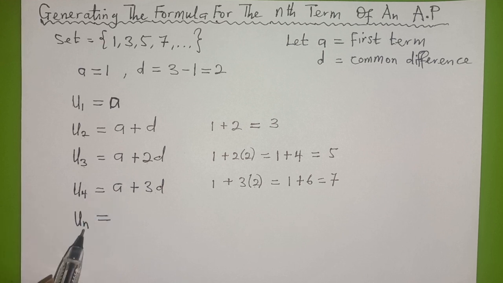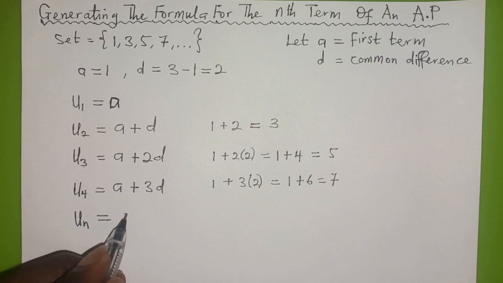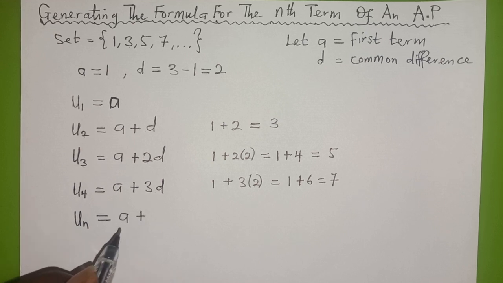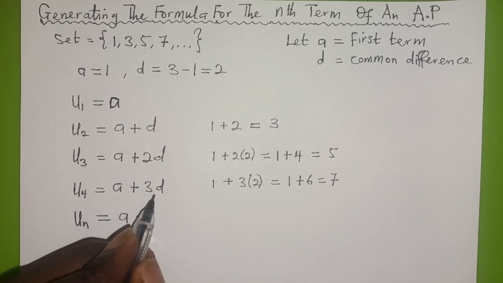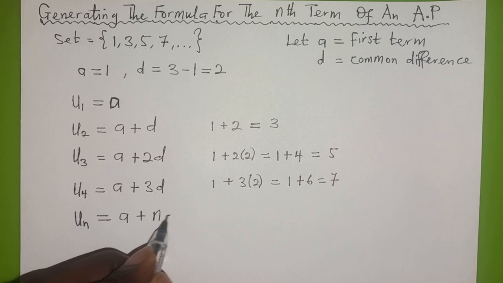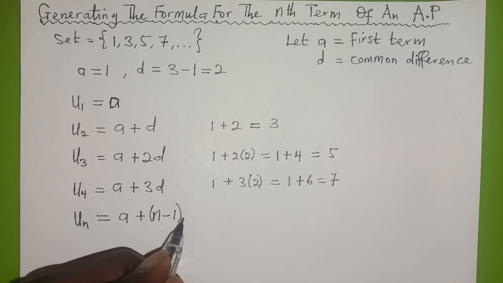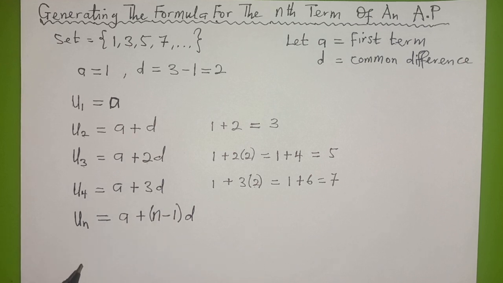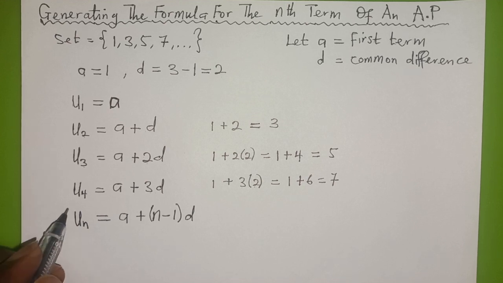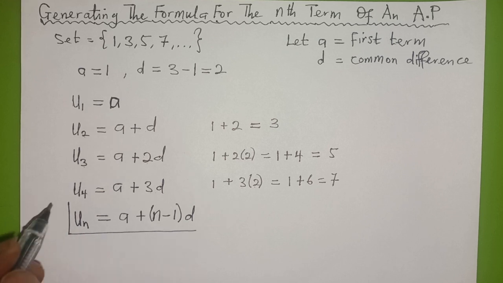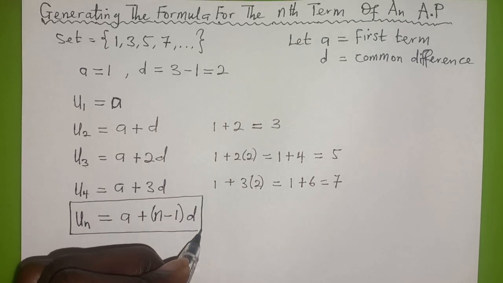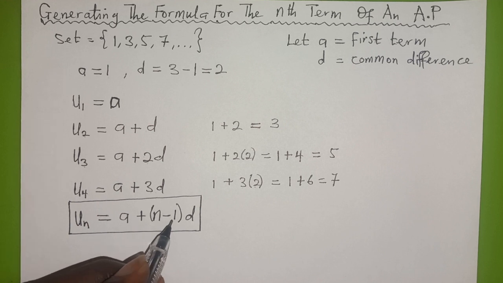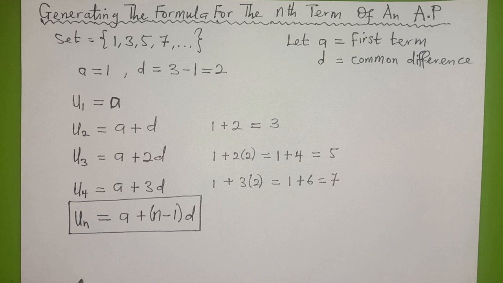So it means that if you have Un, this will become A plus, this n will reduce by 1, and this will become n minus 1 multiplied by our D. So finally, what we are simply saying is that the formula for the nth term of an AP is simply Un is equal to A plus n minus 1 multiplied by D as the final answer. I hope this helps.